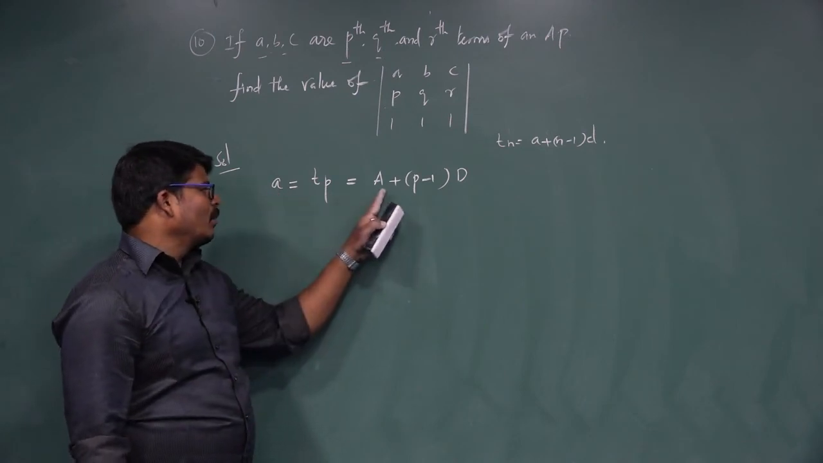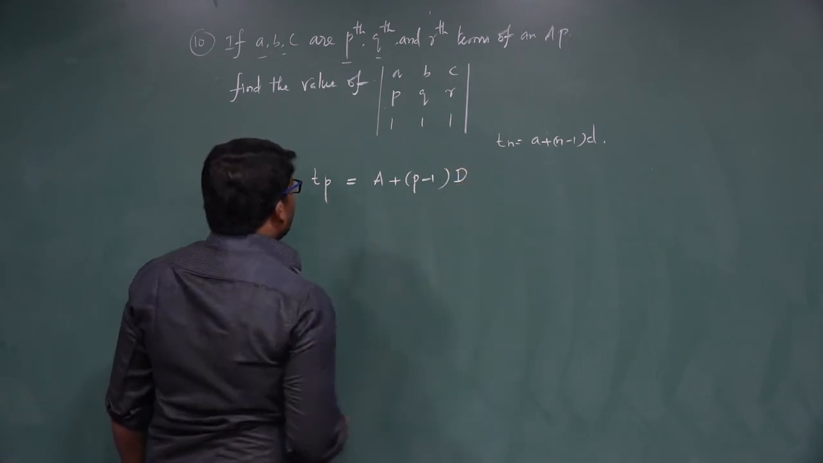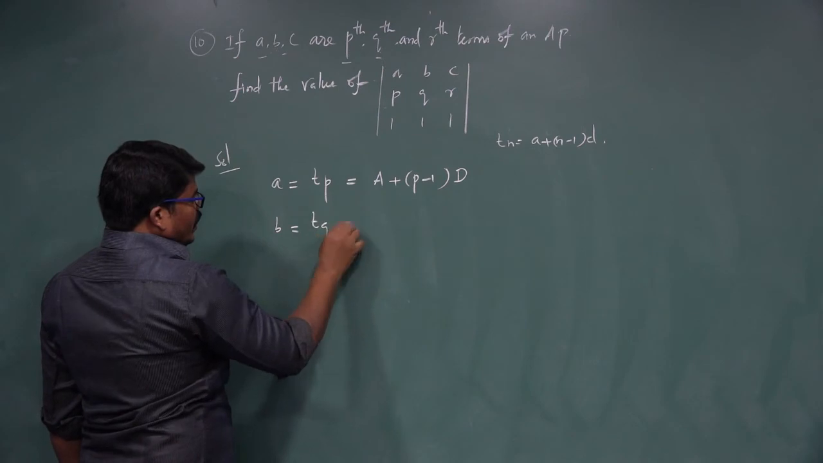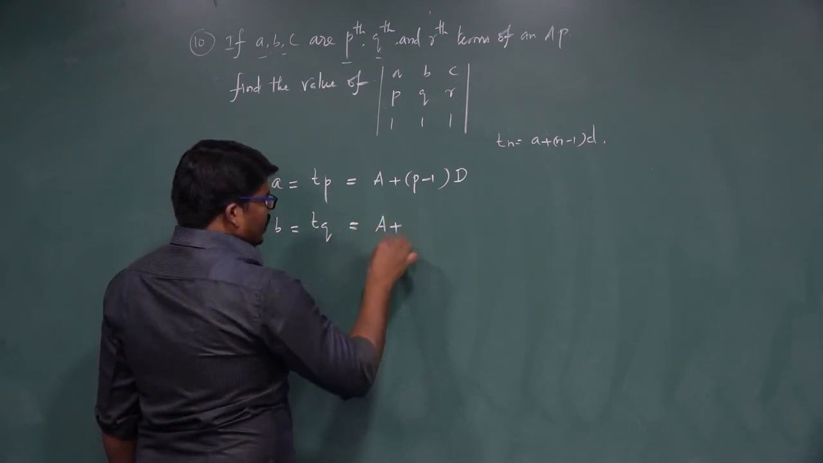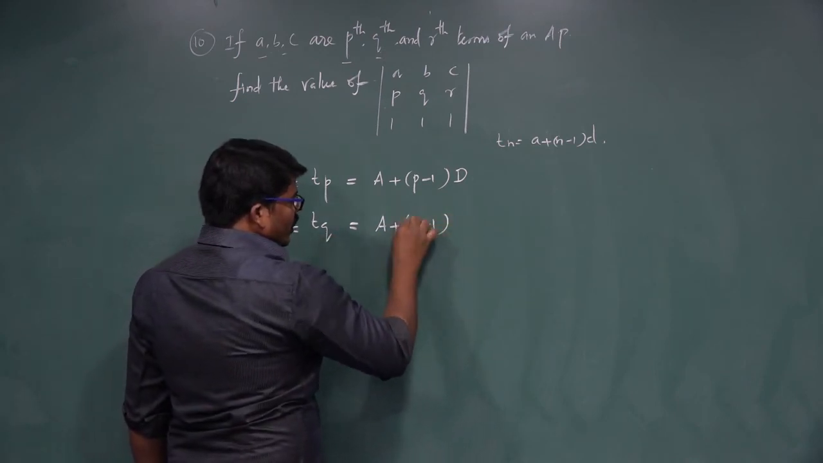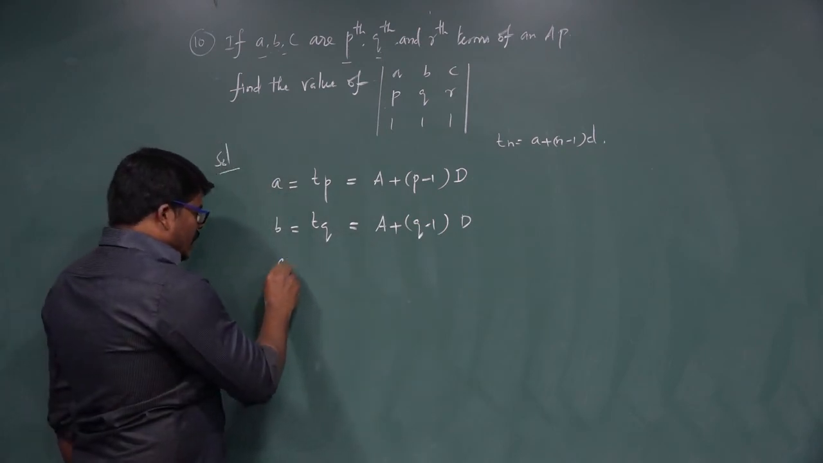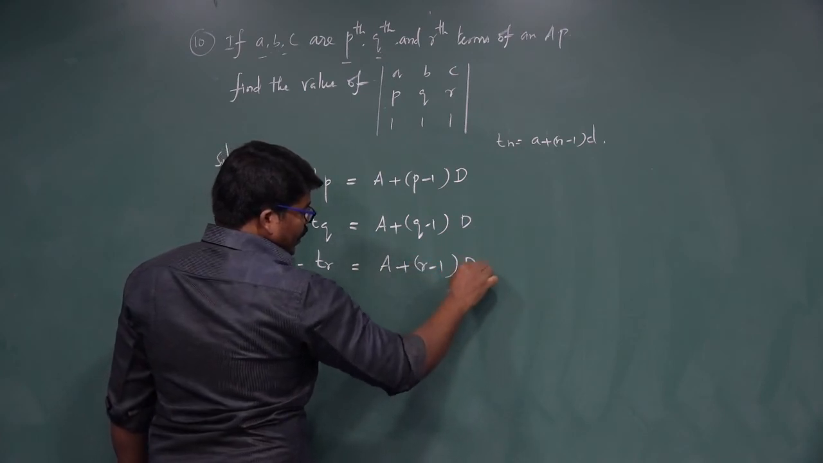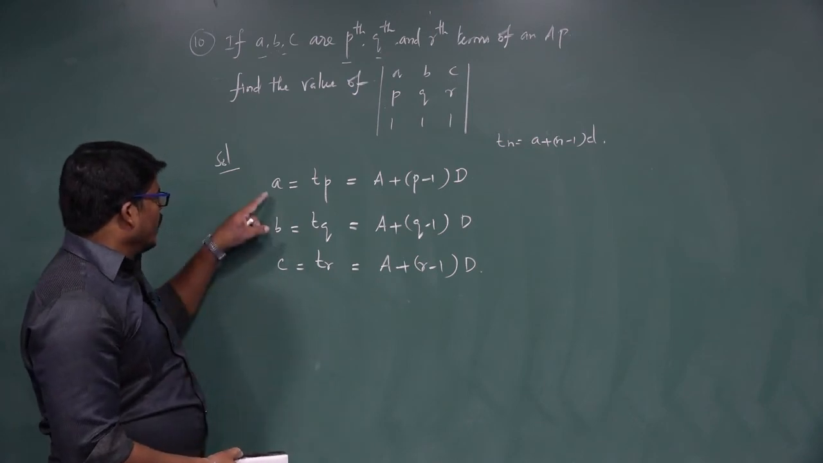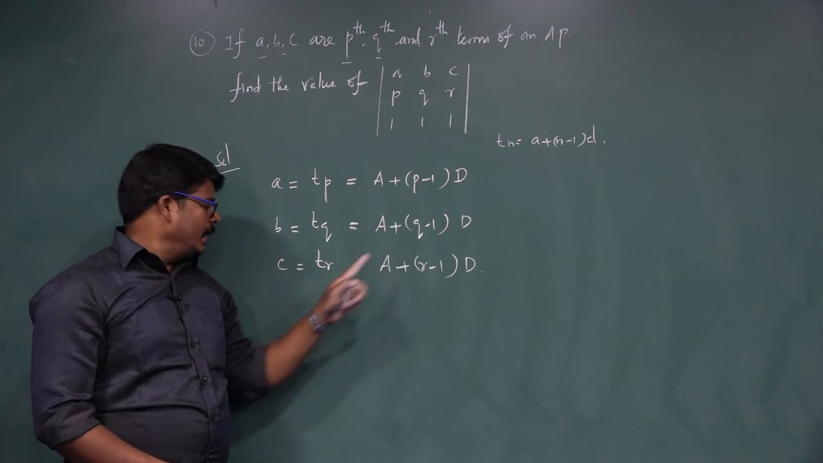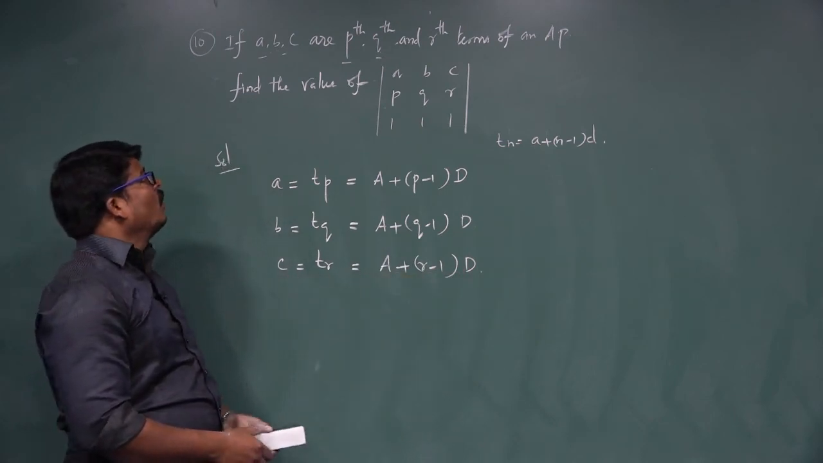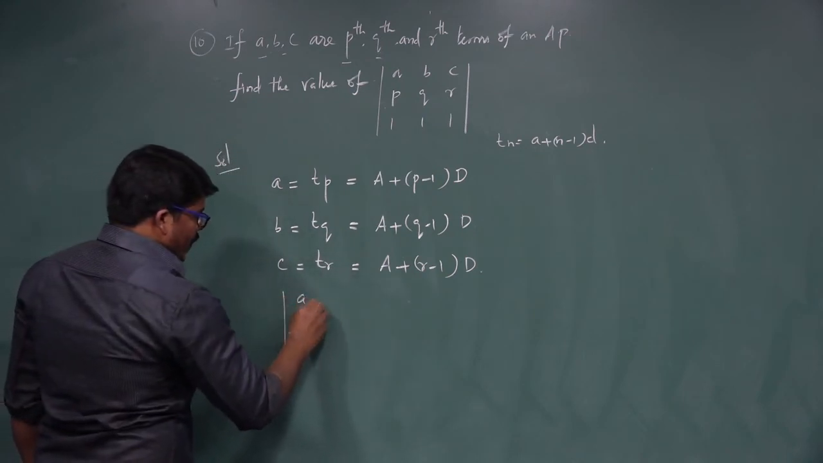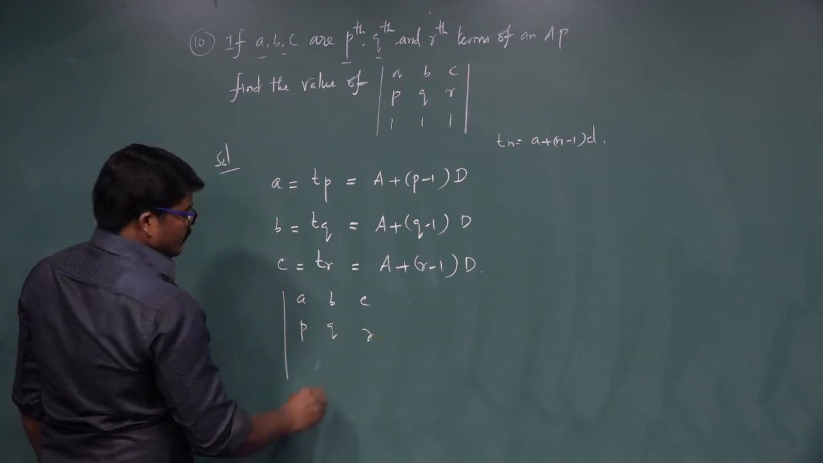Here the value a equals A plus p minus 1 into D. Next, b is the qth term: b equals Tq, the same A plus n minus 1 D, where n is q, so A plus q minus 1 into D. Next, c equals the rth term, A plus r minus 1 into D. So a equals A plus p minus 1 into D, b equals A plus q minus 1 into D, c equals A plus r minus 1 into D. Now find the value of this determinant: a, b, c, p, q, r, 1, 1, 1.